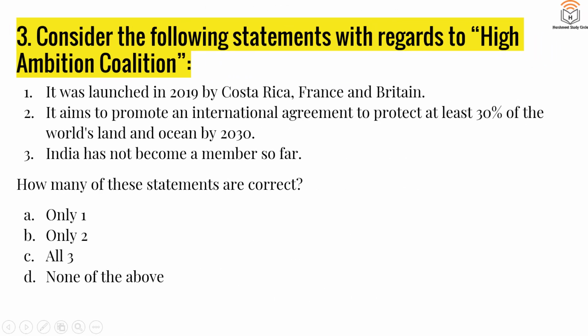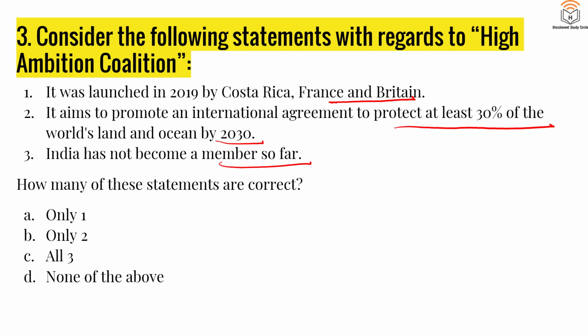Next, question number 3. Consider the following statements with regards to High Ambition Coalition. 1. It was launched in 2019 by Costa Rica, France, and Britain. Second, it aims to promote an international agreement to reduce at least 30% of the world's land and ocean by 2030. Third, India has not become a member so far. How many of these are correct?